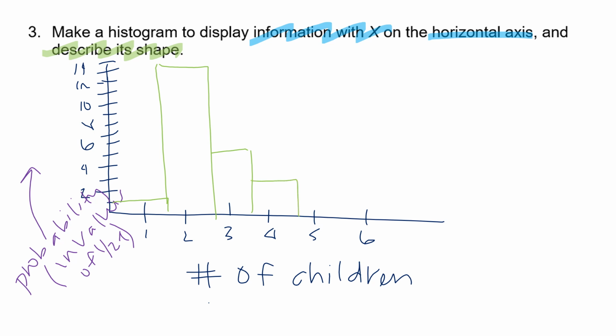Trying to keep the boxes as equivalent in shape as I can. And then there was 1 that said 5. So I could say 1, 14, 5, 3, 1. There we go. And then if I were going to describe the shape here, I would probably say that it is slightly skewed right with a single peak at 2 children.